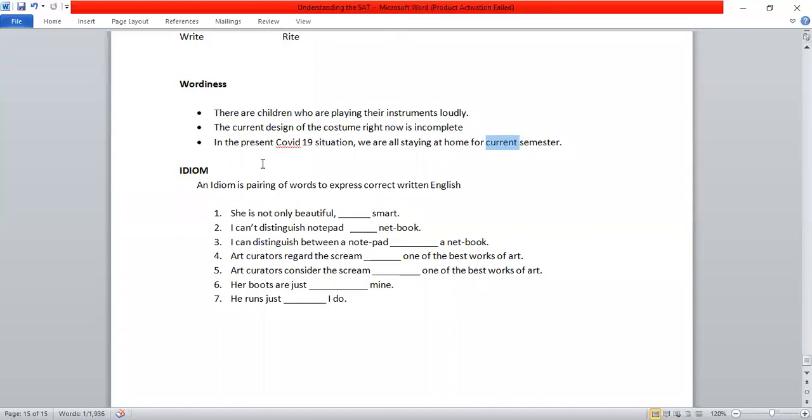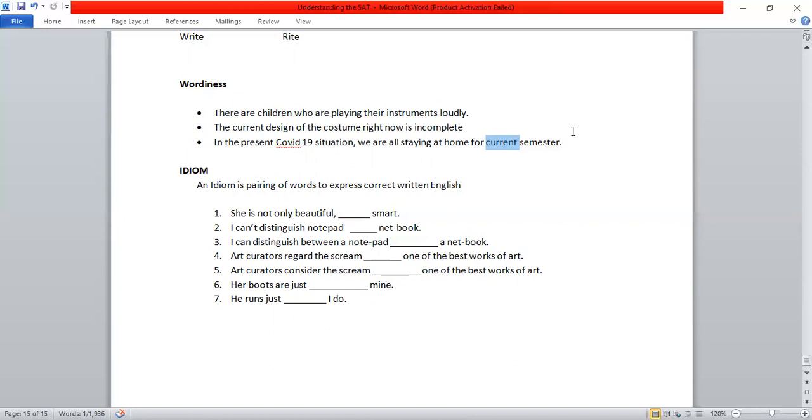So wordiness is again not a first rule. Let's say there is one sentence, like the third sentence here, in the present COVID-19 situation, and all the others have some grammatical mistake. Then you will choose this one. You don't say that this option is definitely out because it is redundant or too wordy. That's not your first rule. You first apply all the other rules that we have discussed in the previous videos, like subject-verb agreement, pronoun, verb tense, modifier, all the rules. And if you're down to two answer choices, both grammatically correct, then you select the shorter one.